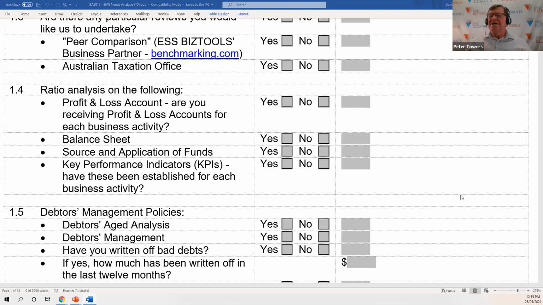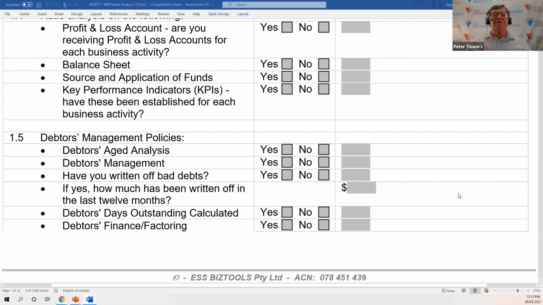So does it give you any idea? What about the debtors management policy? What's the debtors days outstanding? That should be one of the first points that are raised with a client who is offering credit, I think. What's your debtors days outstanding?